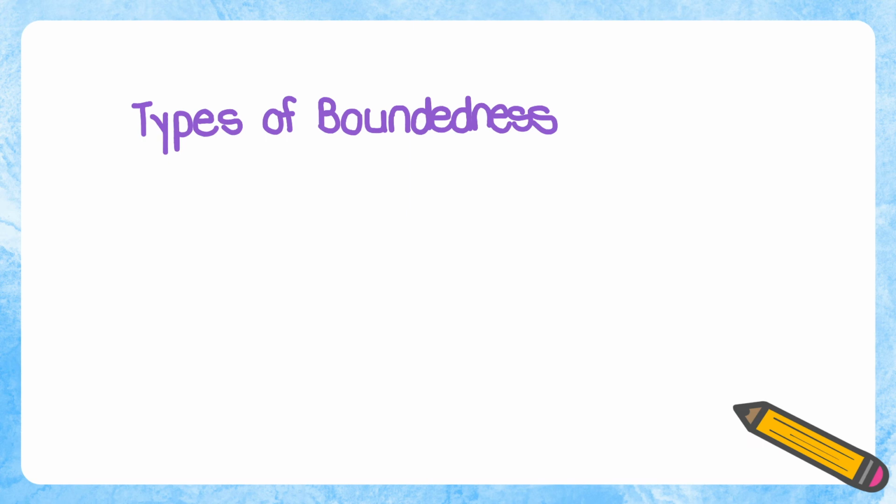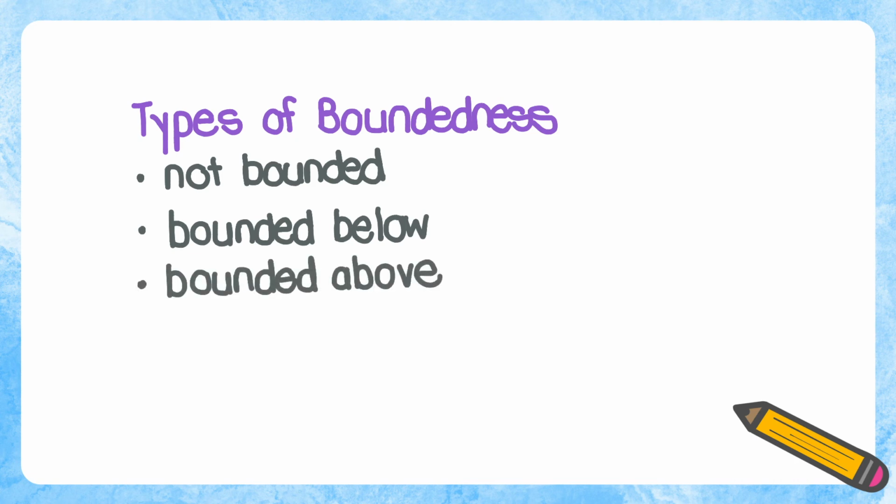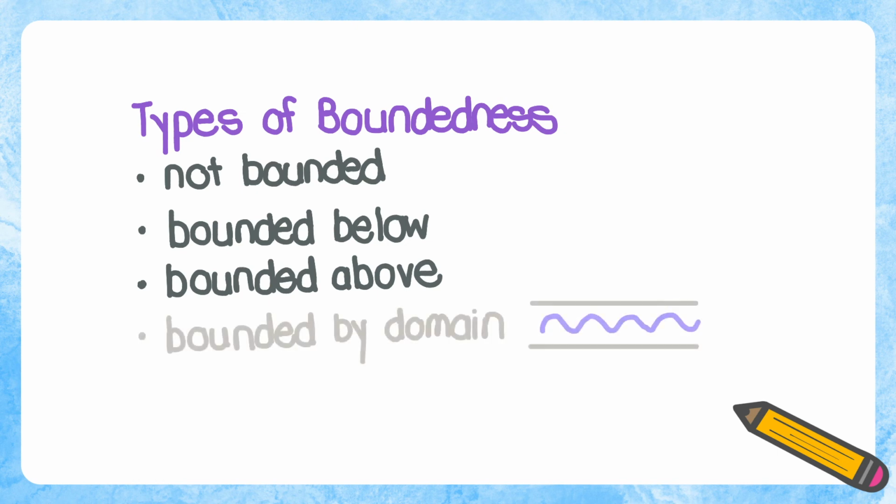So as you saw, there's a few types of boundedness. A function can be not bounded, like the linear function we saw, or bounded below, or bounded above. It can also be bounded by domain, which kind of looks like this, but we won't touch on that today.